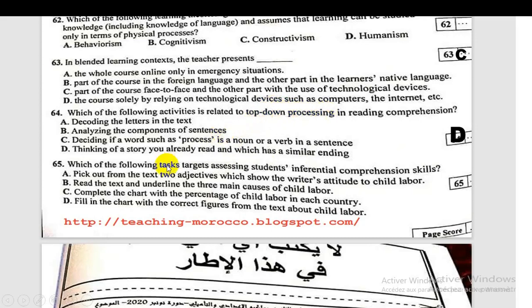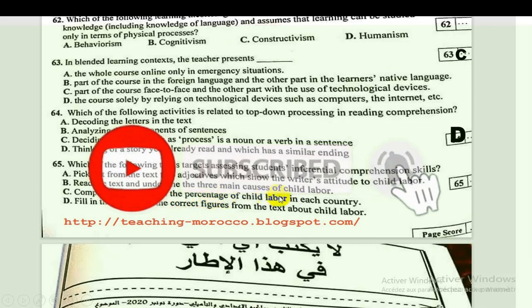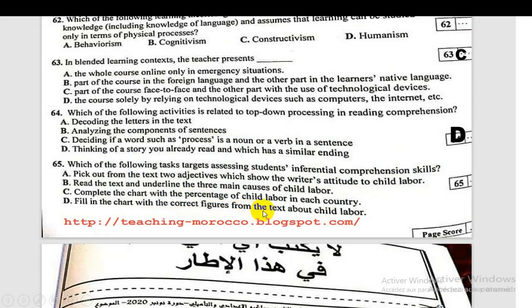Let's move now to the next question. 65. Which of the following tasks target assessing students' inferential comprehension skills? Pick out from the text 2 adjectives which show the writer's attitude to child labor. Read the text and underline the 3 main causes of child labor. Complete the chart with percentage of child labor in each country. Fill in the chart with the correct figures from the text about child labor. The right answer here is A.